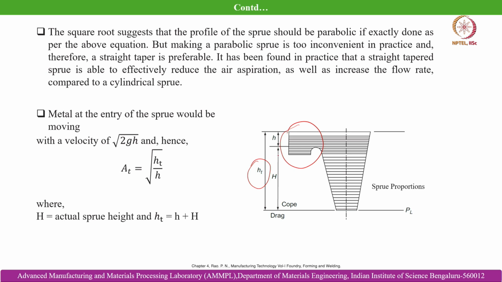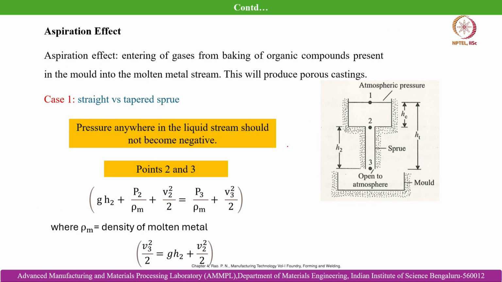That is marked here by capital H, and the height of the liquid melt within the pouring basin, that means from the base to the free surface of the melt within the pouring basin, is marked as small h over here. So, the aspiration effect we can explain from here. We can understand it from the case of this straight cylinder sprue.